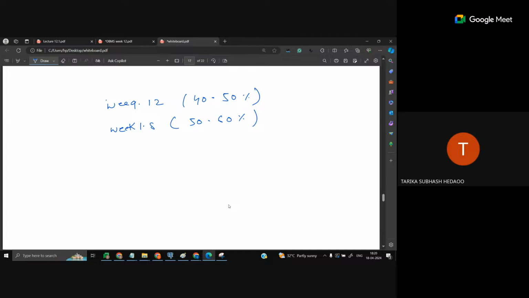Sir, when you take the numerical class, can you please also consider questions where we have to perform a join and find how many tuples will appear, like the minimum and maximum number of tuples? Sir, rows. In quiz one I made mistakes on that kind of question. Two tables are given, and when we perform a natural join, how many tuples will be in the join table? Okay, okay.